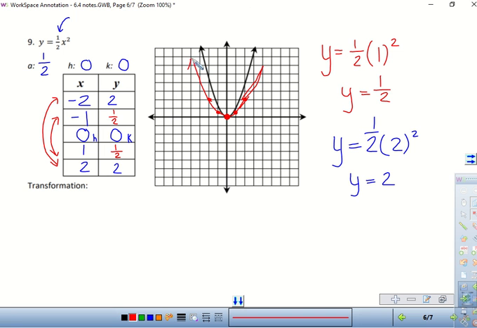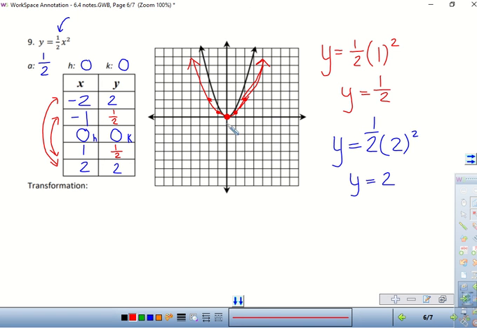It's one of those options on your sheet. Comparison. Compress. No, I read it wrong. No, I got that right. You're right. It's a vertical what? Compression. A compression, yes. It's a vertical compression.